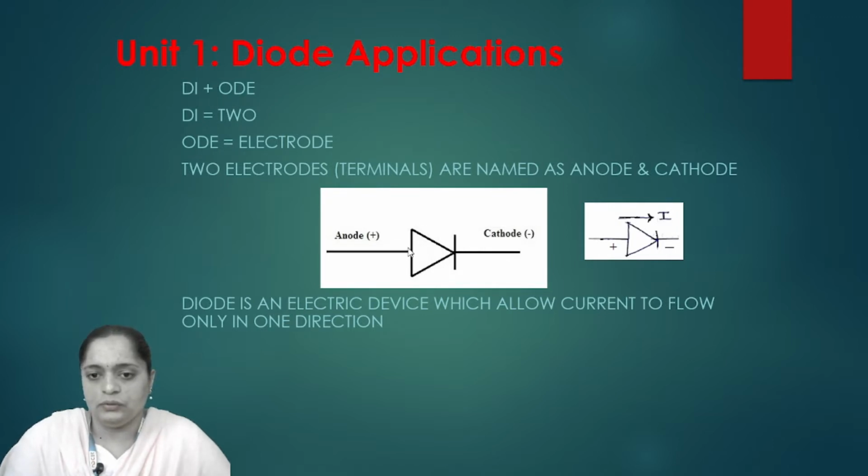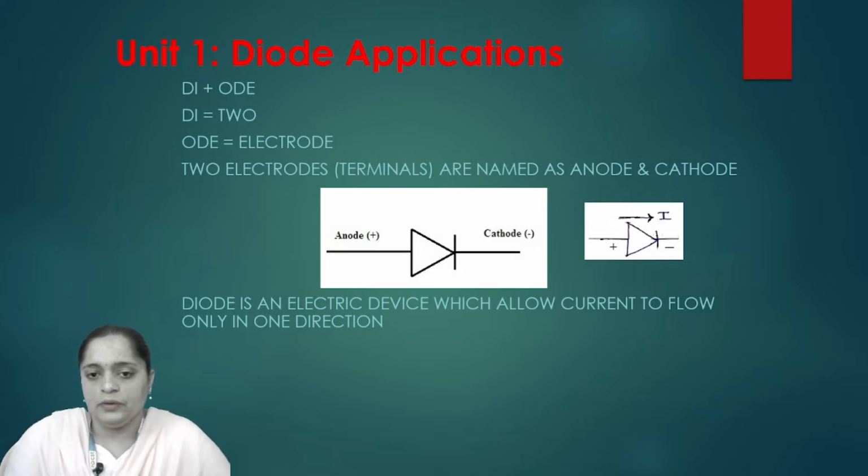A symbol of diode consists of two terminals. The first one is the anode, which is represented by a positive sign, and the second one is the cathode, which is represented by a negative sign. One point which we have to keep in mind is that a diode allows flow of current only in one direction. So this is the symbol of diode. Positive sign indicates anode and negative sign indicates cathode.